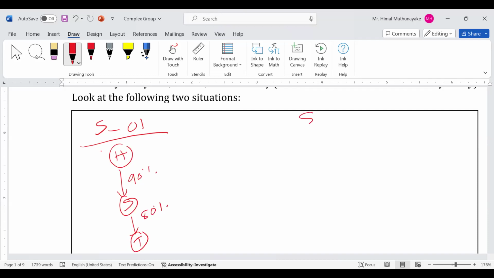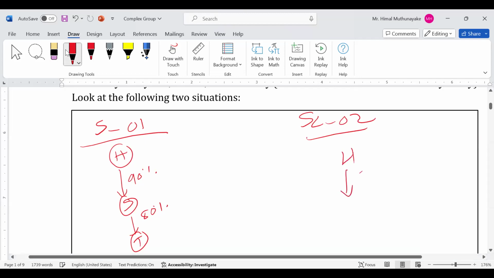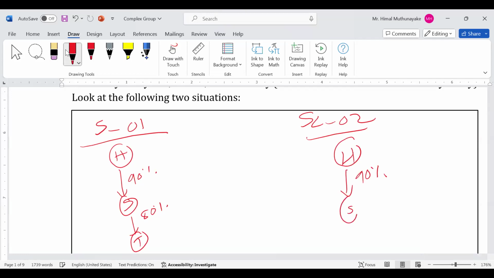Then scenario two: H, 90% held, S is there, and 60% of T. So as a first thing, when it comes to the complex group calculation, what we need to do is identify whether you have a subsidiary or an associate.